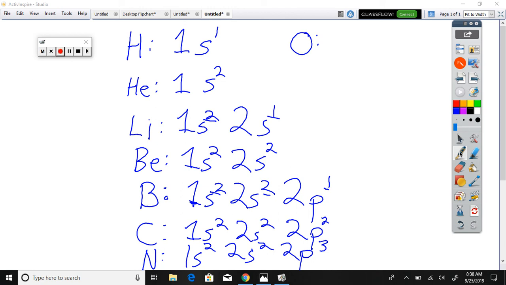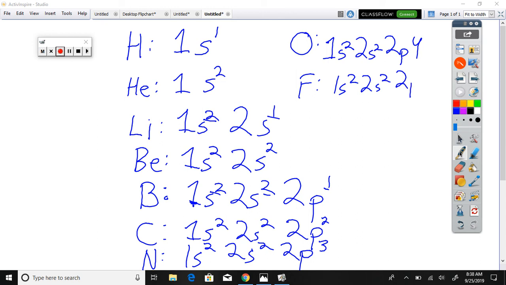Oxygen. Okay, what would it be? 1s2, 2s2, 2p4. Very good. Fluorine. Quickly, what is it? 1s2, 2s2, 2p5. Smart kids. And neon. What would it be? 1s2, 2s2, 2p6. That's the furthest one you can do. Okay?